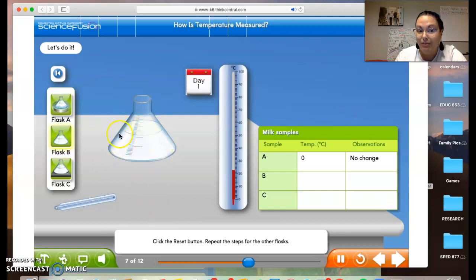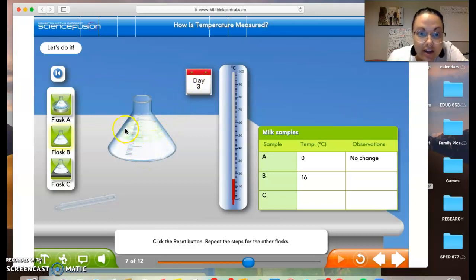Now this flask of milk is just set out on the counter and nothing's being done to it. It's not being cooled or heated. So let's measure the temperature of this with our thermometer. All right, it is right above the halfway point. It's at about 16 degrees. Are you ready to see what happens if we leave milk sitting on the counter for 3 days? Let's see.